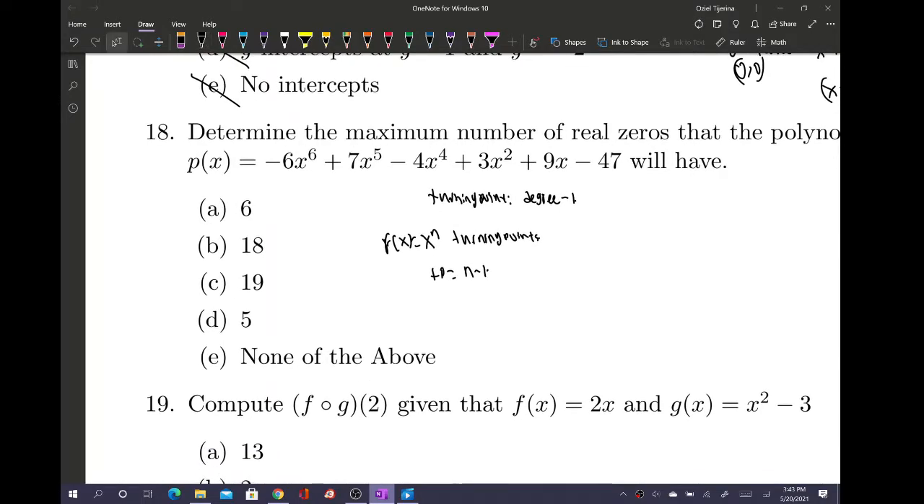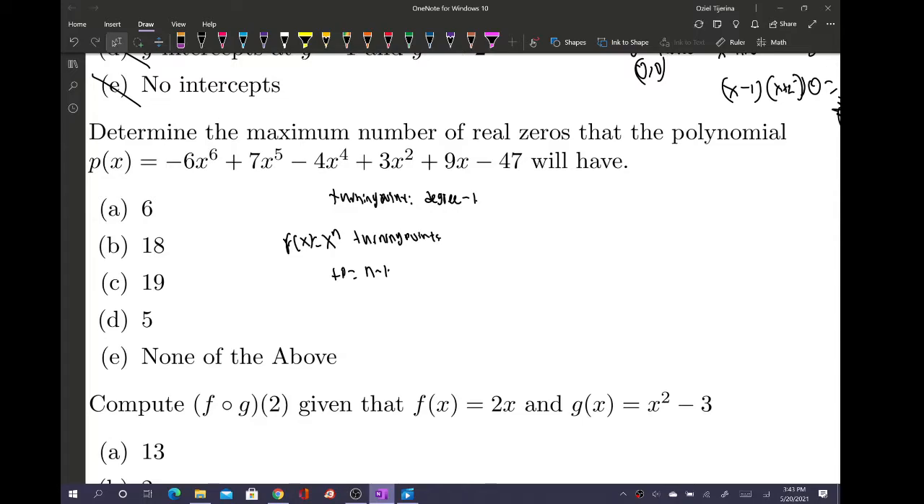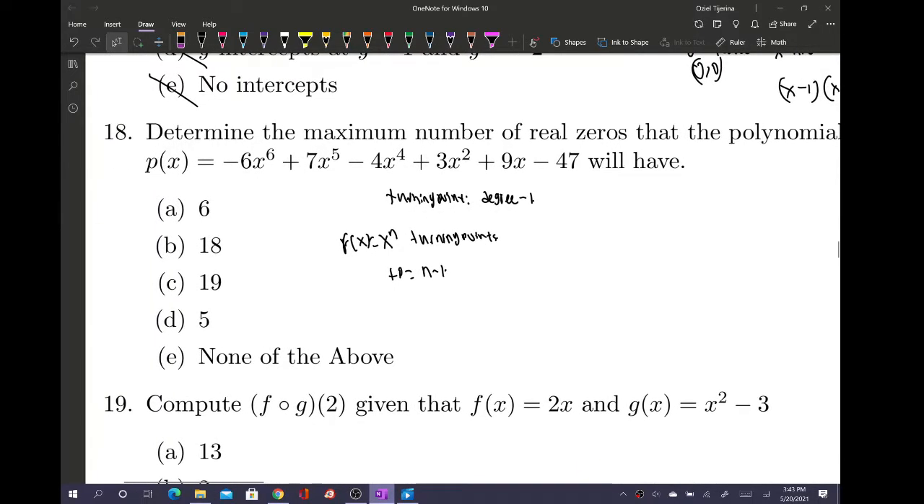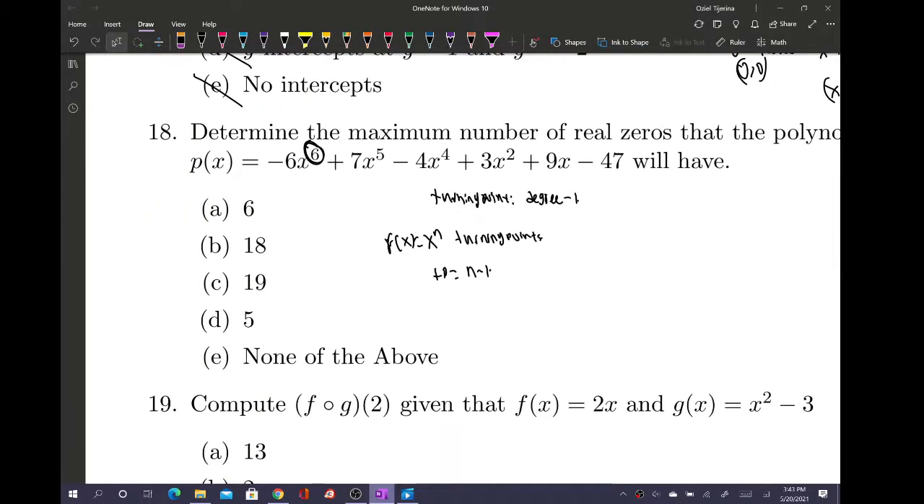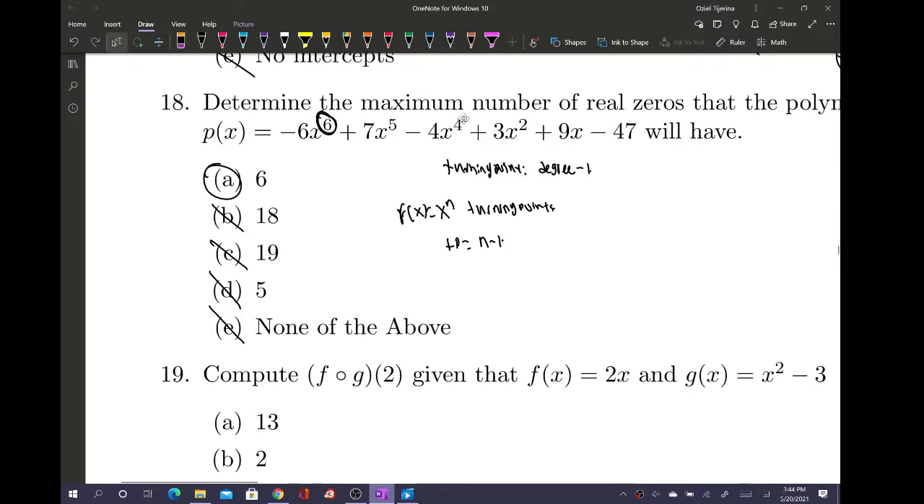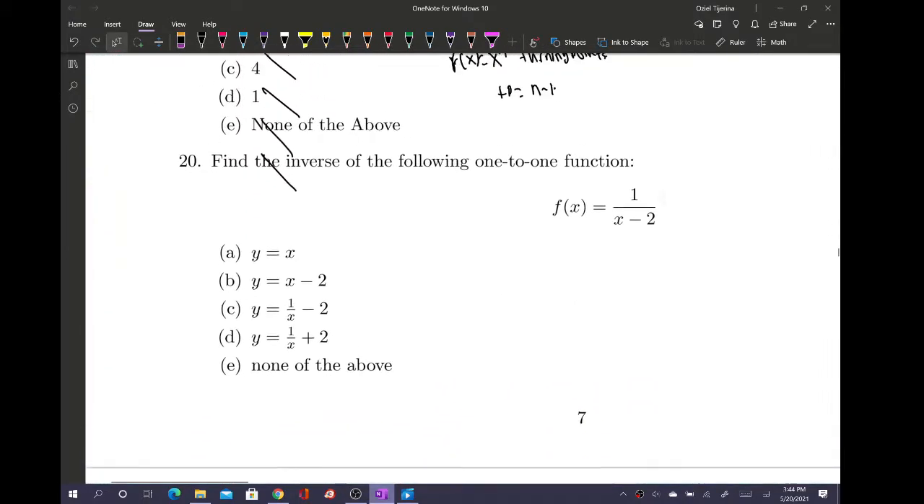But we're not looking for the turning points here. We want to know the maximum number of real zeros. Anytime you have any maximum degree here, then that will be the maximum number of zeros that the polynomial will have. So the answer to this one is 6. It's A, right?